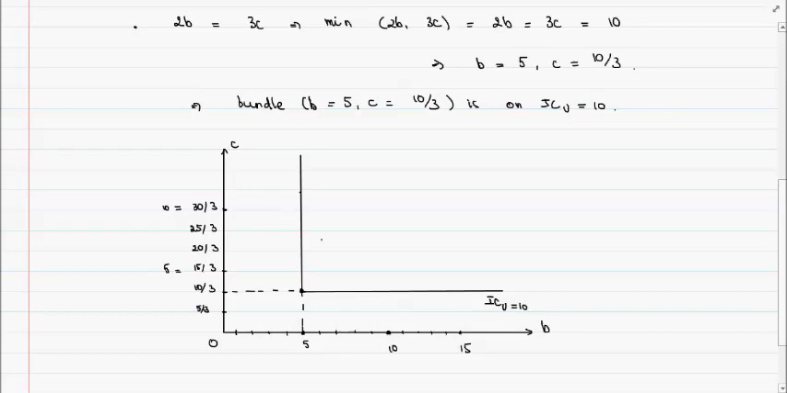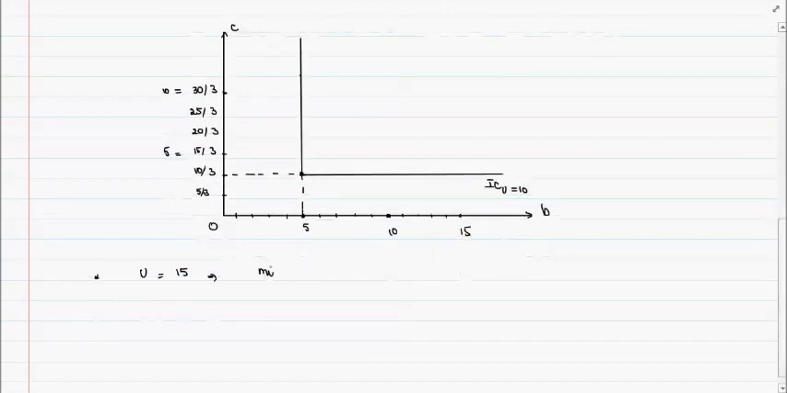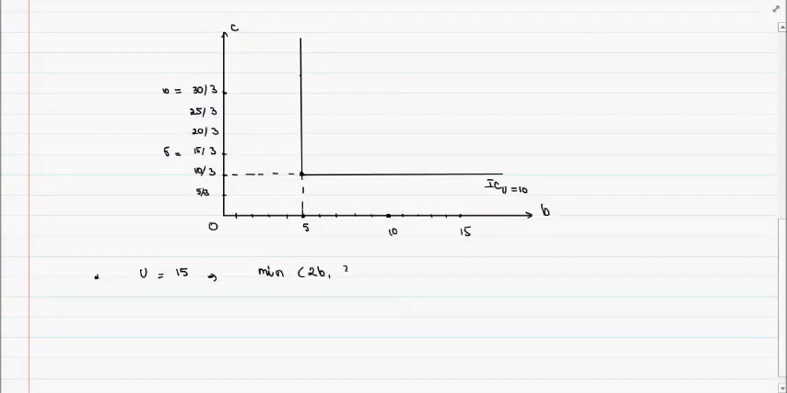As you can see, this is an L-shaped curve, which is the normal indifference curve for the perfect complement case. Alright, so we are going to do exactly the same thing for a utility level of 15 and a utility level of 20. So for U of 15, we have the minimum of 2B and 3C equal to 15.